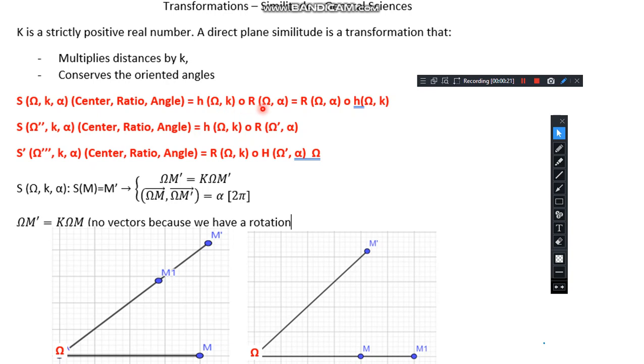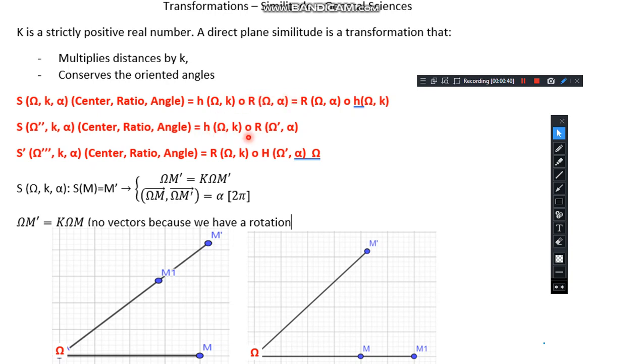If the homothety and rotation have the same center, as you can see here, omega and omega, then in that case h ∘ r is the same as r ∘ h. You're going to have a similitude with the same center omega, that of h and r, ratio k of the homothety, and angle alpha of the rotation.